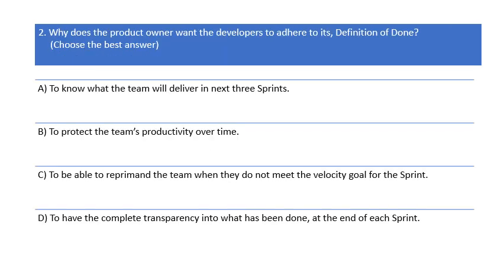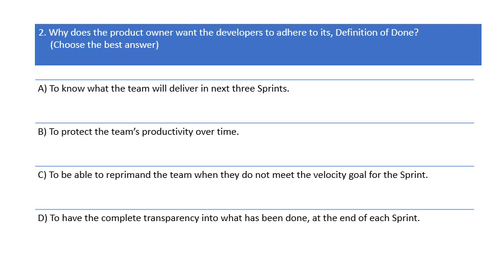Question number 2. Why does the product owner want the developers to adhere to its definition of done? Choose the best answer. Option A. To know what the team will deliver in next 3 sprints. Option B. To protect the team's productivity over time. Option C. To be able to reprimand the team when they do not meet the velocity goal for the sprint. Option D. To have the complete transparency into what has been done, at the end of each sprint.